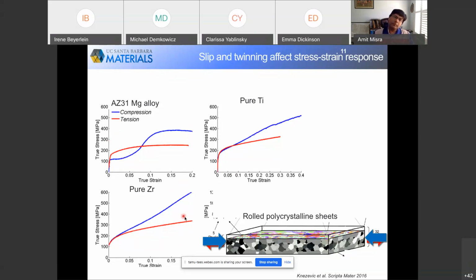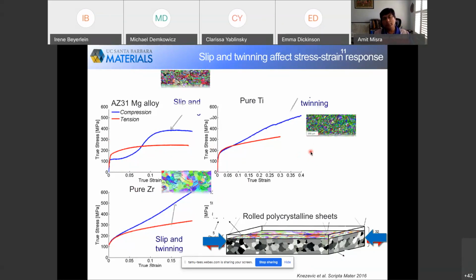And you can see that it's remarkably different, again, in the amount of strain hardening behavior and in the yield stress and in flow stress. So dramatically different responses happen when a material tends to twin just as easily as slip.